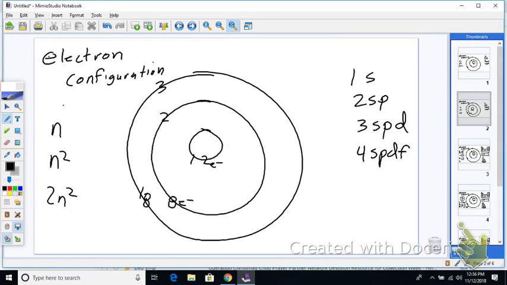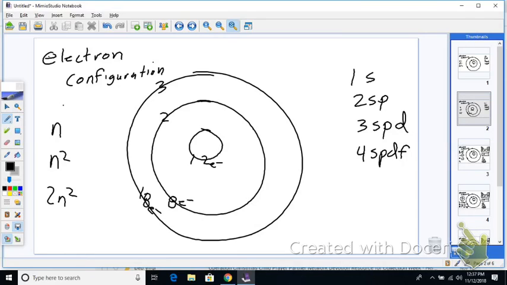And then 2n squared represents how many what? Electrons. So that's why we got the 2, 8, and 18. You can either memorize it or know that you can just square the principal energy level and then double it, and you've got your number of electrons. Questions?